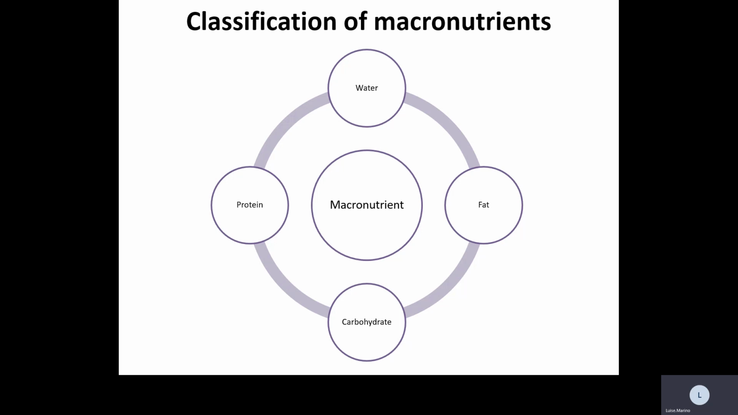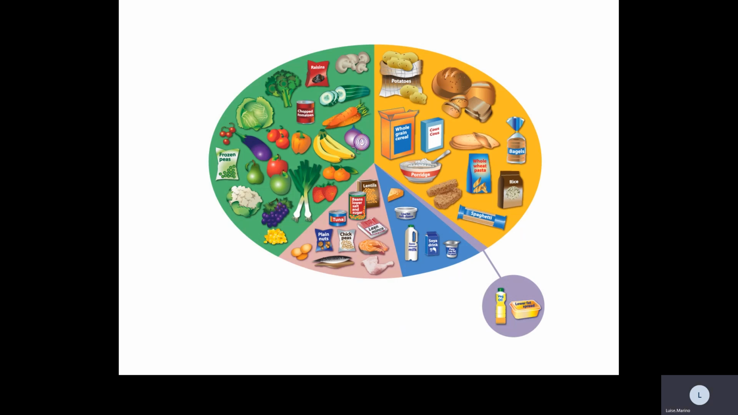So if we look at the classification of macronutrients, there are actually 4. Water is included, but obviously that's a non-energy providing source, as 80 to 90% of your body is made up of water. Then we have protein, fat, and carbohydrates. But it's really difficult just to talk about macronutrients as we eat food, and obviously food is a combination of both macro and micronutrients.